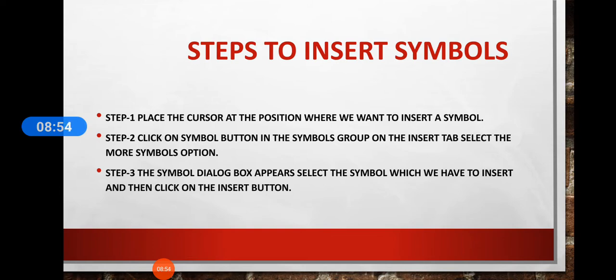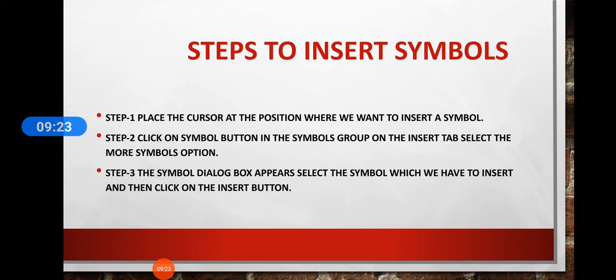Now let's see what steps we have to follow to insert symbols. To insert symbols in a document, first step is place the cursor at the position where we want to insert a symbol. Second step will be click on symbol button in the symbols group on the insert tab. Select the more symbols option.